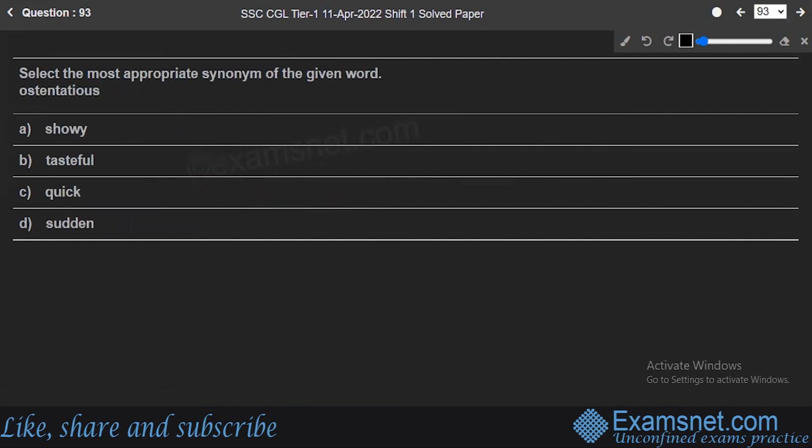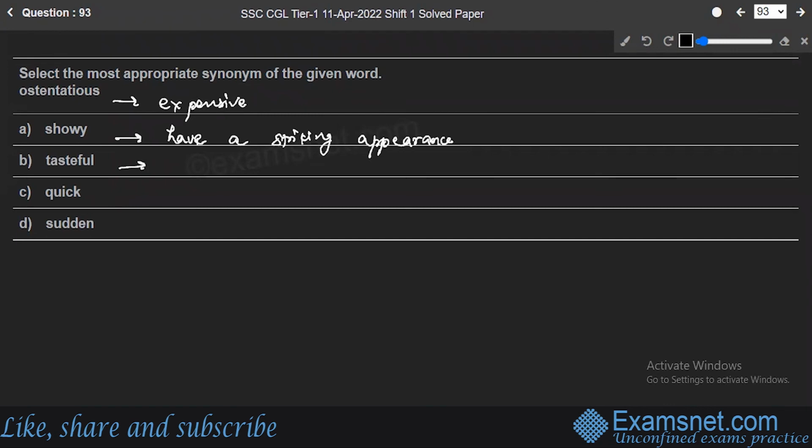Next question number 93, you have to select the synonym for the given word ostentatious, and the options are showy, tasteful, quick, or sudden. Let's look at the meaning of each and every word. Ostentatious means expensive or noticeable in a way that is intended to impress other people, like a very ostentatious gold jewelry, right? Showy means having a striking appearance or style.